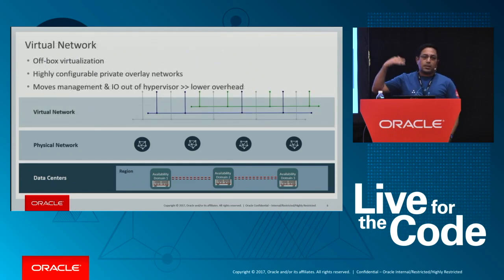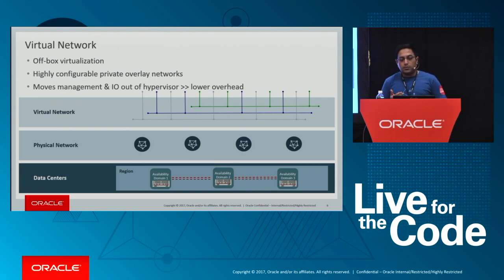Now, on top of this physical network, this is where you would start defining your own virtual network. And we have made some quite drastic changes in terms of how virtual networking is done in the cloud. We call this off-box virtualization. Essentially, we offload the hypervisor from the network and the storage I/O management. This basically gives us 3 advantages. 1, it gives us better performance and avoids the noisy neighbor effect.